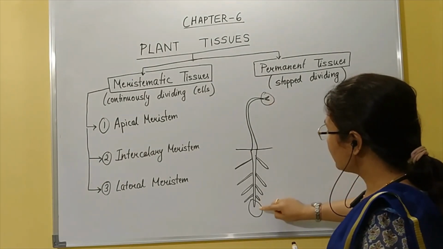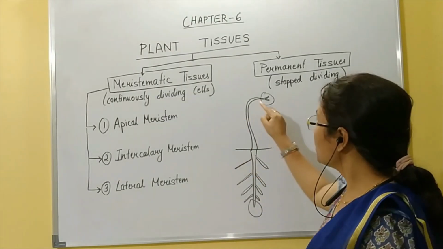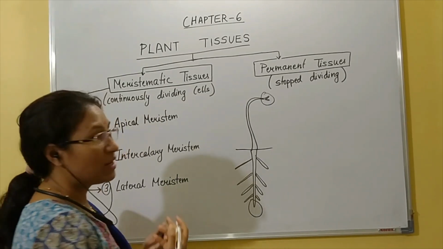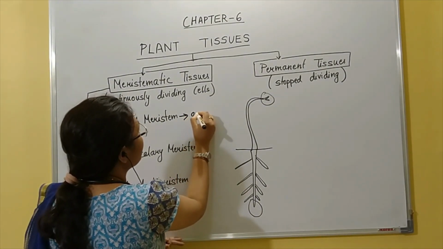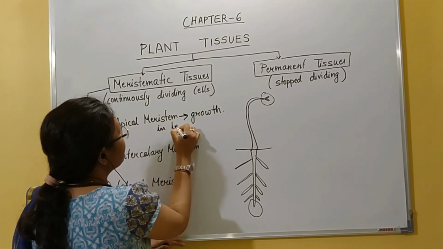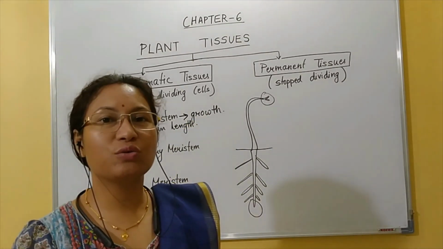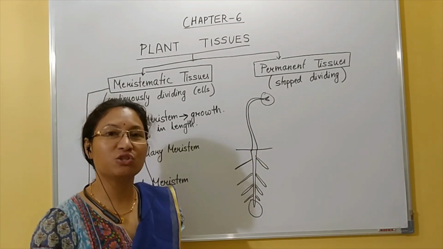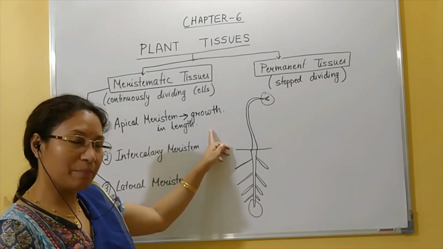Now the root and the shoot tip both have the apical meristem. Because of this apical meristem, growth in length of the plant takes place. So all the plants that grow to a great height, some plants even grow up to 100 meters in height, it is because of the activity of the apical meristem.